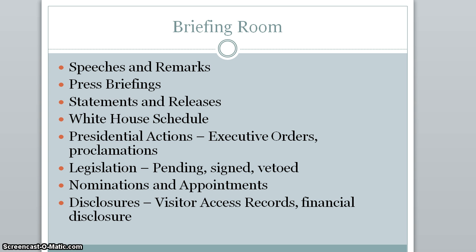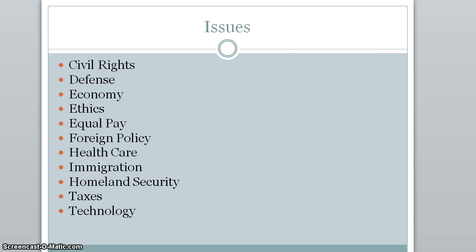Very substantive section called the briefing room. If you go into the briefing room, you're going to see speeches and remarks by the president and administration officials. You'll see information on press briefings. You'll see statements, news releases, the White House schedule, what activities the president and vice president are going to be involved in, the public activities for that day. You can see information on presidential actions, executive orders, proclamations, information on legislation, pending legislation, signed or vetoed legislation, nominations and appointments, and also you can find disclosures such as visitor access records. If you want to see who's visiting the White House, who they're visiting, those records are available under the briefing room, and there are also financial disclosure information in there.